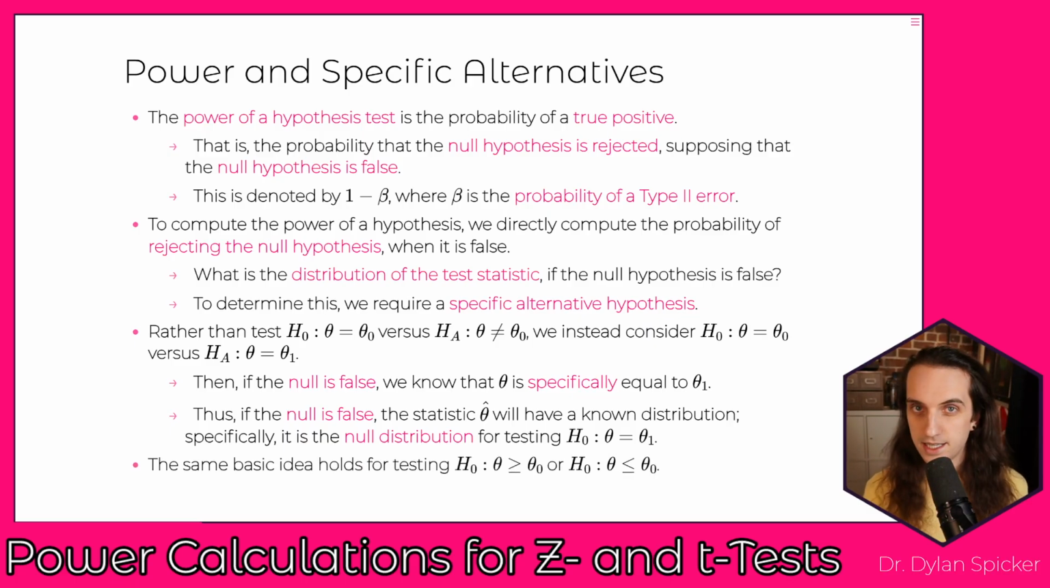Okay. The same basic idea is going to hold for testing a single-sided test, right? Where again, we're going to need to take a very concrete alternative. So you would take some value that is less than or some value that is greater than the critical value, depending on it.